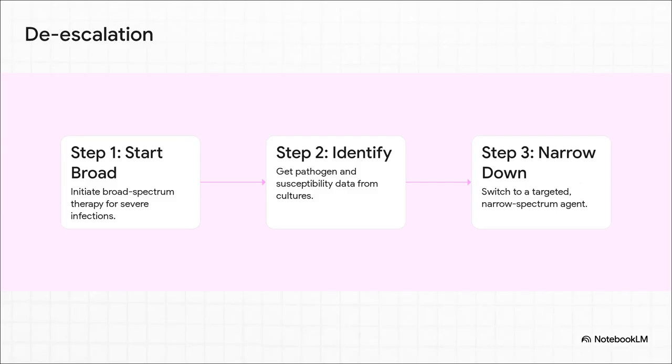So what's our strategy? What's the playbook? It's de-escalation. Think about it. A patient comes in, they're incredibly sick, you don't know what they have. It is totally appropriate to start with the big guns, something broad spectrum like meropenem. But, and this is the most important part, the moment the lab calls with culture results with an ID and susceptibilities, you have an obligation to de-escalate. You switch to the most targeted, narrowest drug that will work. That's how we save the big guns for when we truly need them.